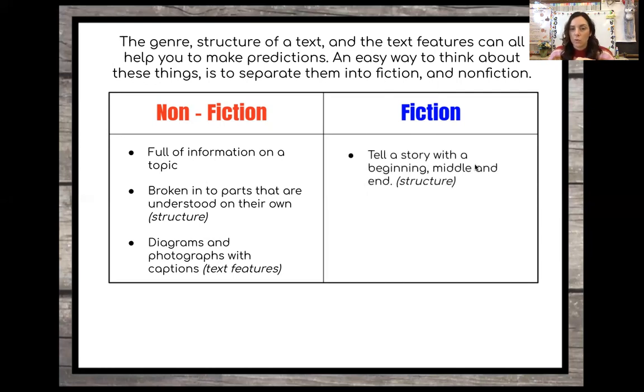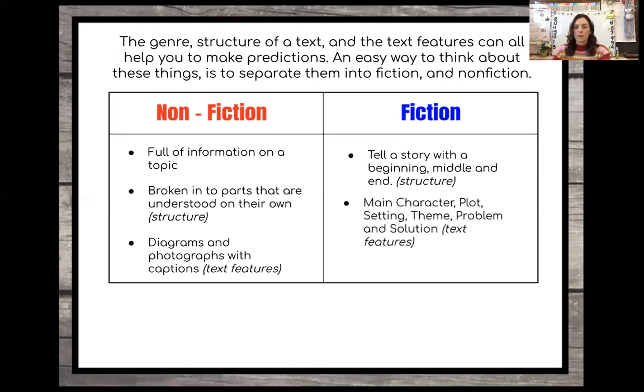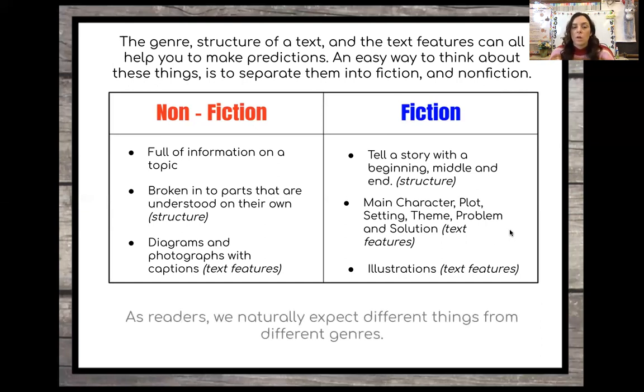Now, fiction texts. Fiction texts tell a story with a beginning, middle, and end. That's considered the structure, okay? How the story is actually set up. Fiction texts also have a main character. They have a plot, a setting. They usually have a theme, and there's generally some type of problem and solution. So all of these are features of the text. And fiction stories also sometimes have illustrations that accompany or go along with the text to help you understand it, and that's also a text feature. So because nonfiction texts and fiction texts are different, we naturally expect different things from different genres as we read.